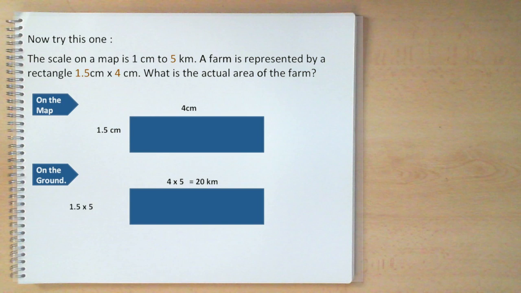Similarly, we can do the same thing with the shorter side. 1.5 times 5 equals 7.5 kilometres. So this means that the area of our farm on the ground is 20 times 7.5. 20 times 7.5 is 150 square kilometres.